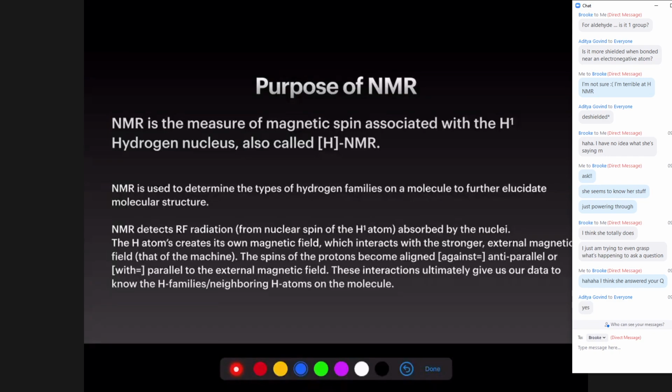Okay, so here's the purpose of NMR. It's the measure of the magnetic spin associated with the hydrogen nucleus, and it's used to determine the type of hydrogen families on a molecule, so that we can know exactly what the molecule looks like after we read the data.